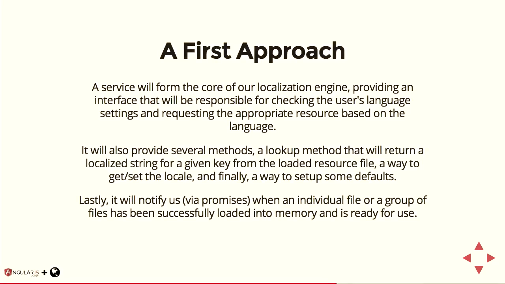So let's look at the first approach that you take to building this out. Let's build a service that caches all your strings as you load them up, because you obviously don't want to keep loading the same files again and again. We know that services are persistent, so it's a good way of storing a cache of sorts in memory of all the strings you've loaded. And then it'll expose methods that will allow you to get the translated value of a key, the ability to set or get the currently set locale, and a good way of notifying you when a resource file has been loaded into memory and is ready for use. Because what you don't want to do is try to get a translated value for a key when the key hasn't been loaded into memory yet.